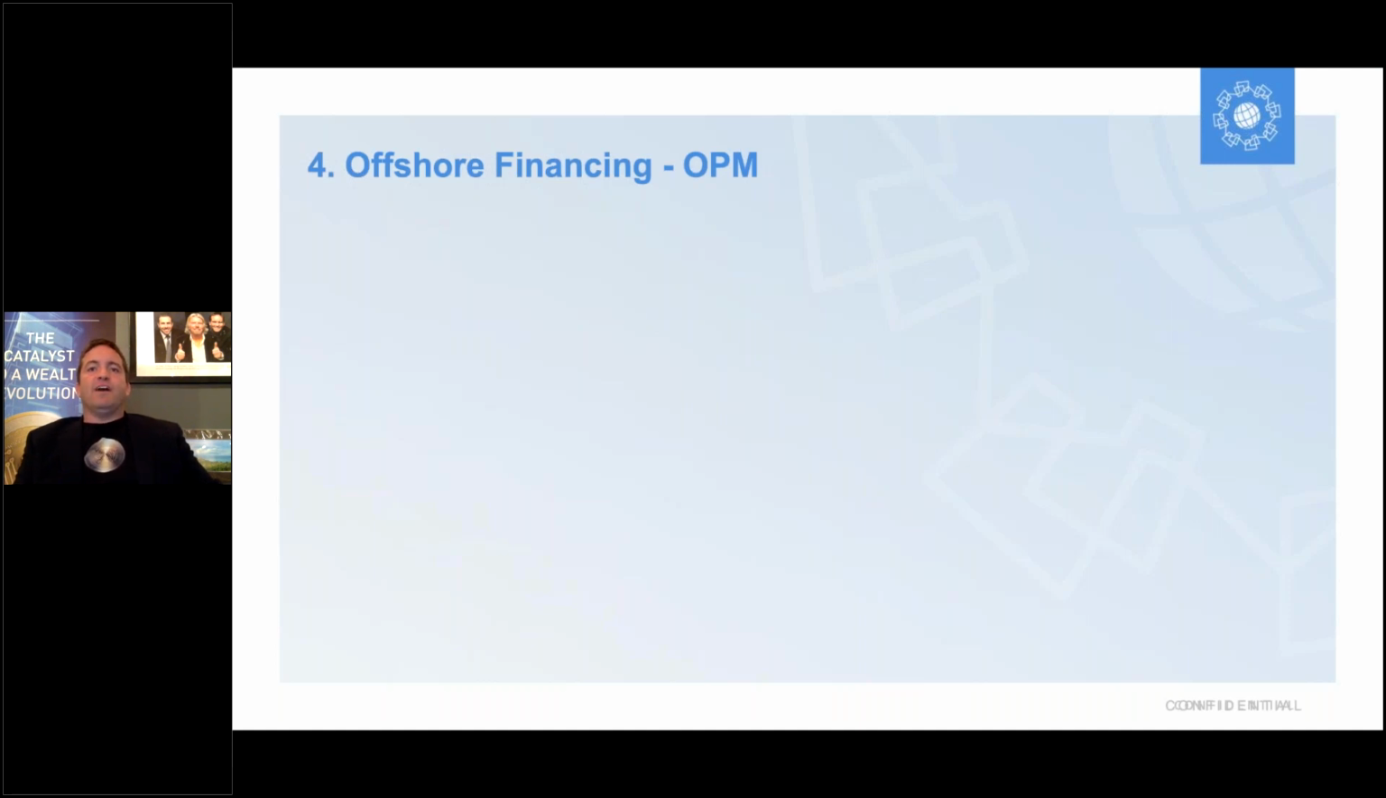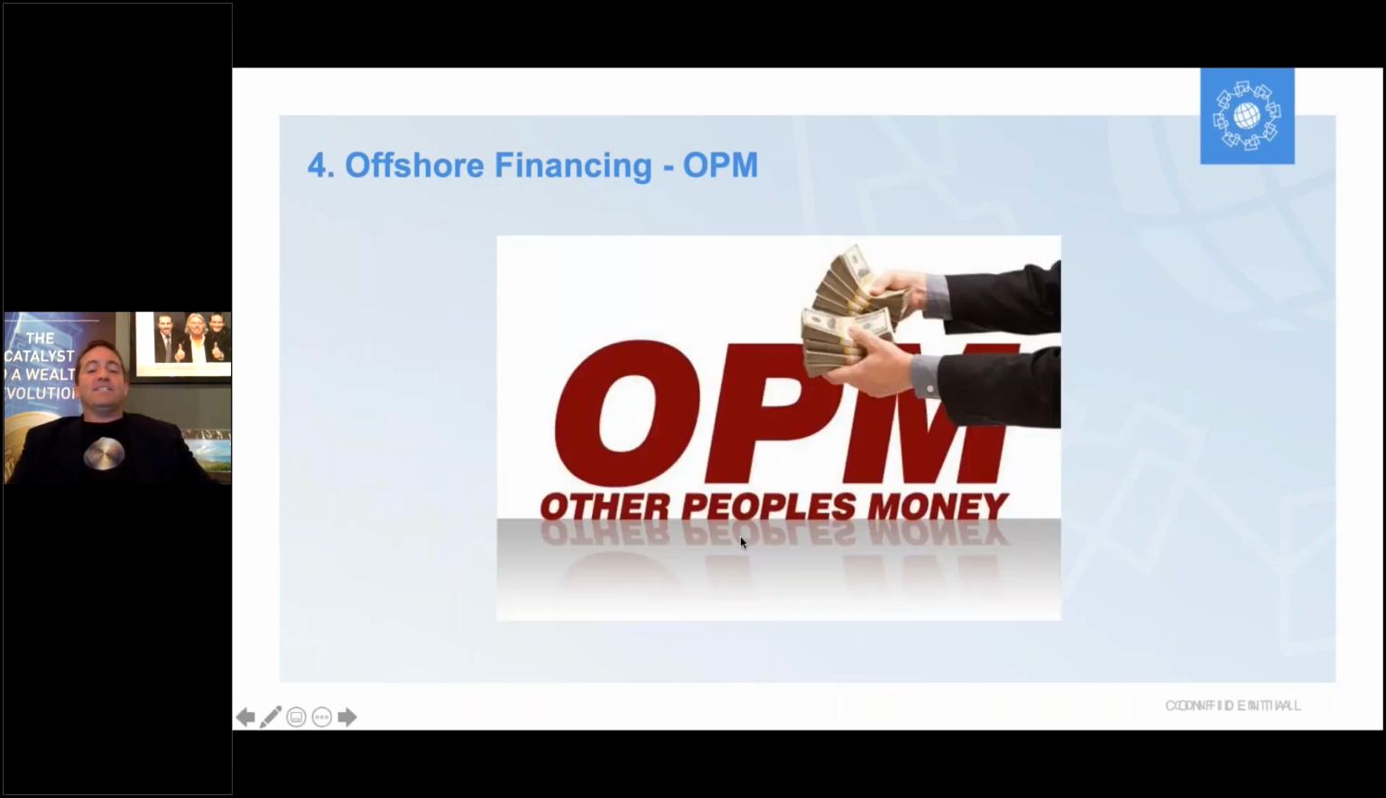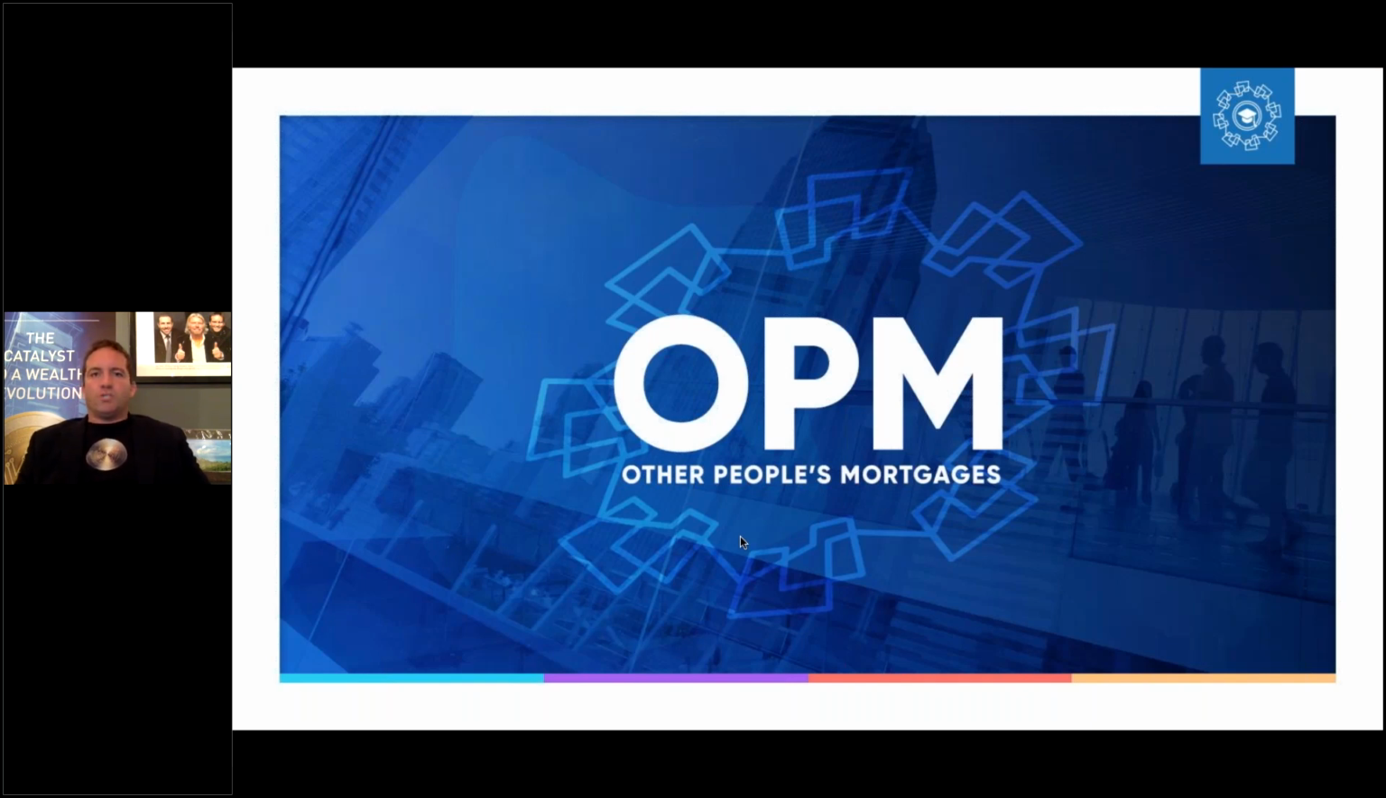So everyone's putting down OPM as other people's money. You've all been to a Rich Dad Poor Dad event or something along those lines, and that's exactly what it is. People think that it's other people's money. I believe that there's a more advanced way of looking at OPM, and it's actually other people's mortgages.